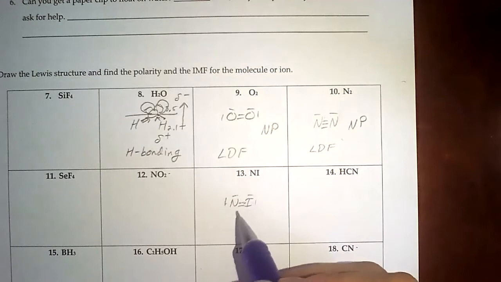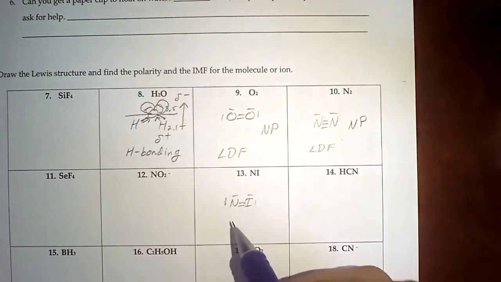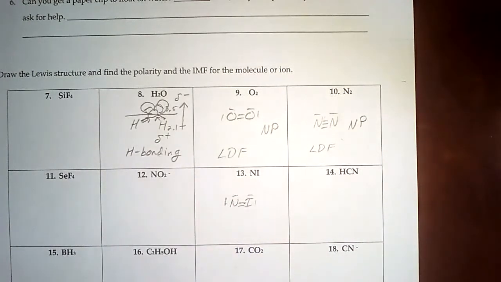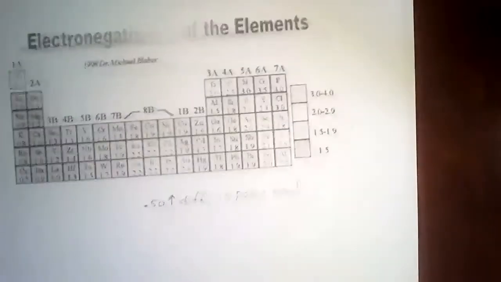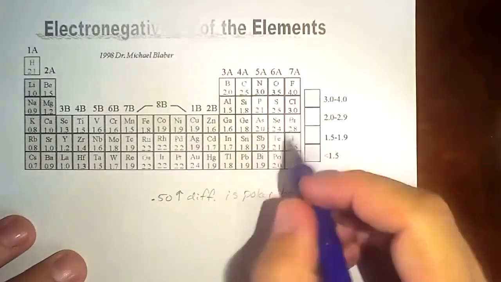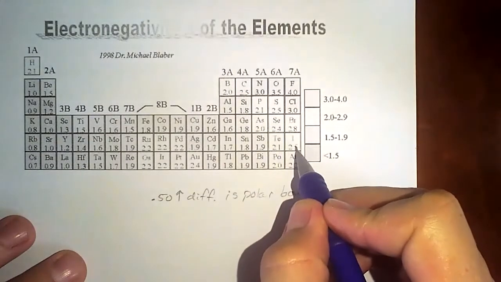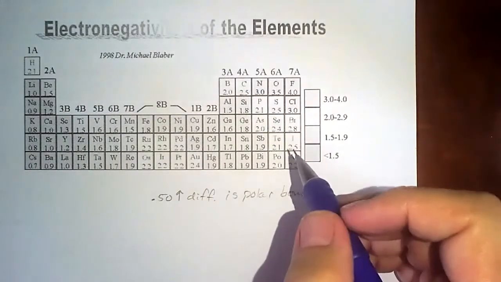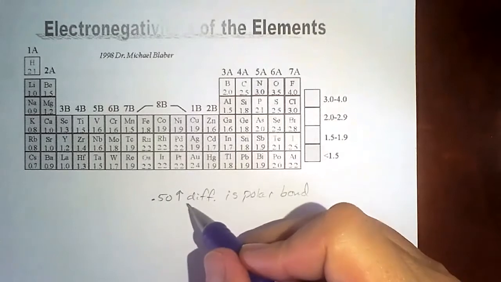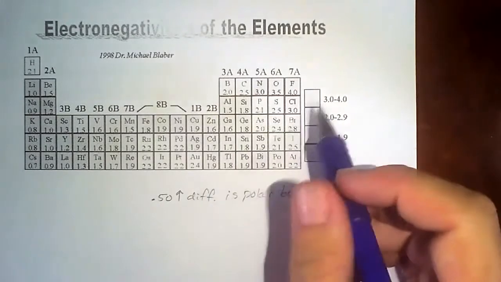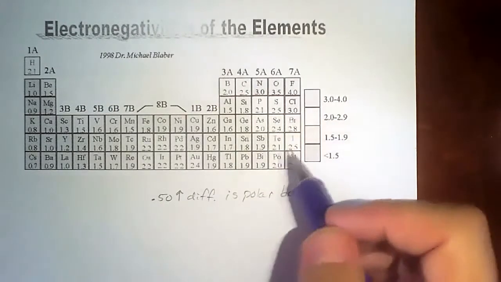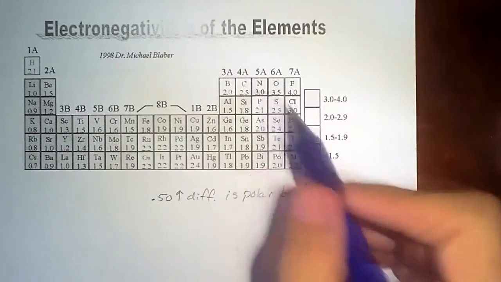Is it a resonance structure? No. Is it an octet violation? No. All right, so now we can do our polarity answer. What's the EN value for N? 3. What's the EN value for I? 2.5. Is the difference 0.5 or up? Yes. Toward which one? The stronger number. Which one's that? The N.